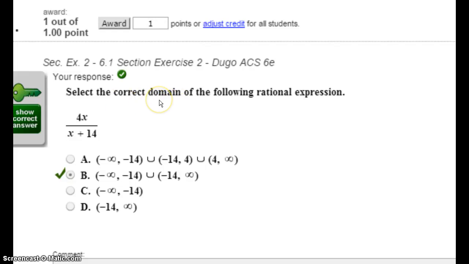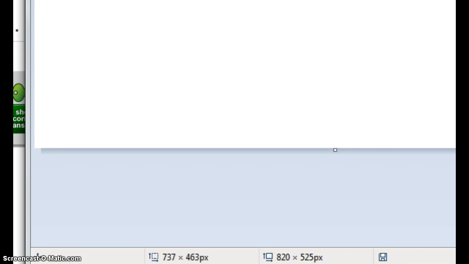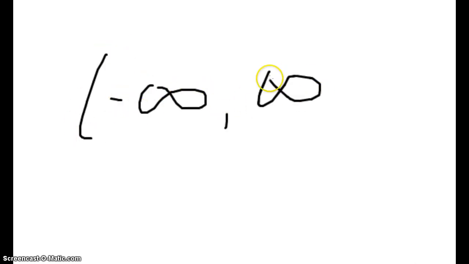The domain just means which numbers we can possibly plug in for x. And typically there's no restriction. So in most cases, the domain is going to be every possible number there is. So everything from negative infinity all the way up to positive infinity.